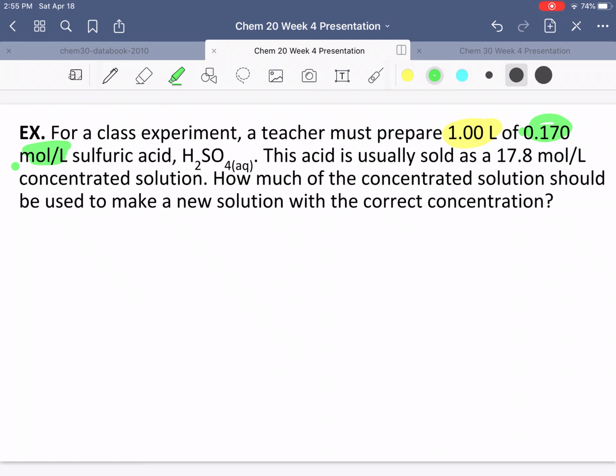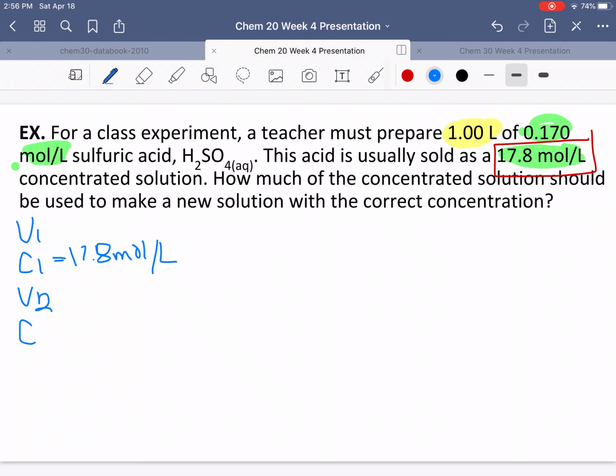Now, how is this done? Well, the acid is usually sold as this concentration. Notice something, guys. This is a way higher value. Guaranteed then that is the stock solution, which means that is my original concentration, 17.8 moles per liter. This is a huge hint to you. The C1, the original concentration, is always going to be higher.